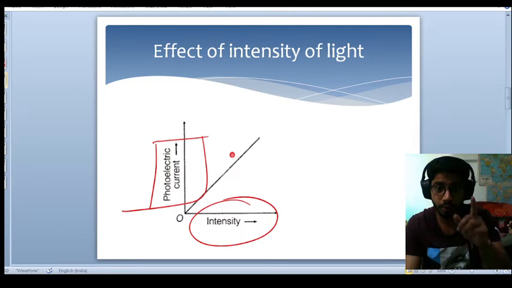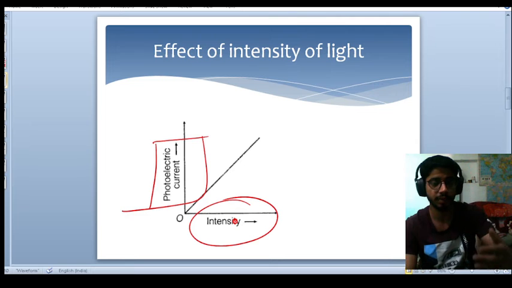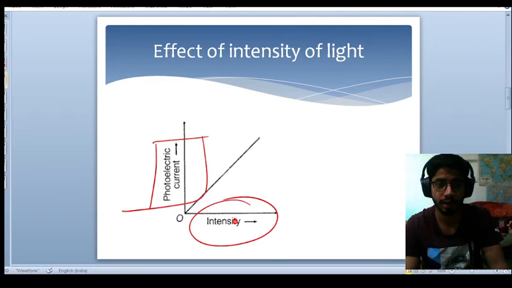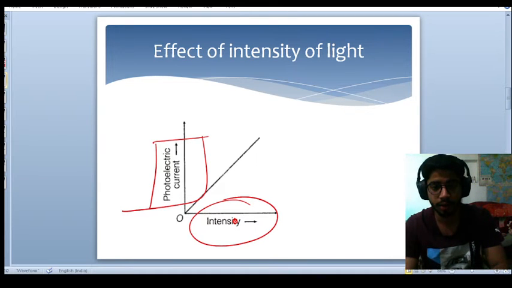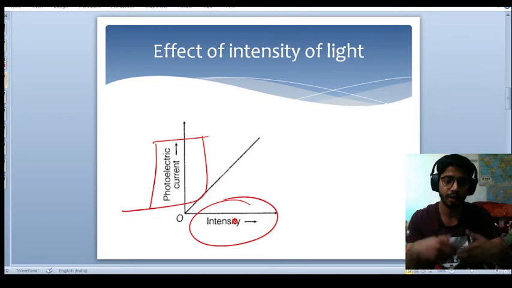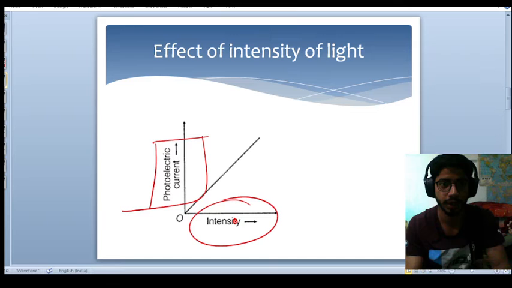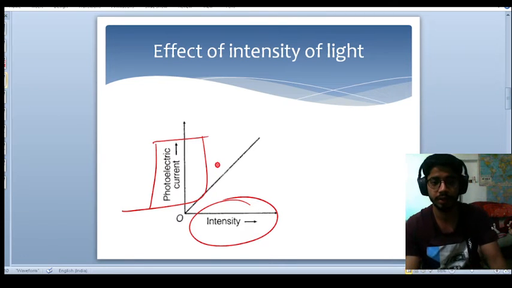Here I point out that the kinetic energy of the electrons will not increase. If we increase the intensity, meaning the number of photons on the metallic surface, then the number of ejected electrons will increase. Their kinetic energy will neither decrease nor increase.